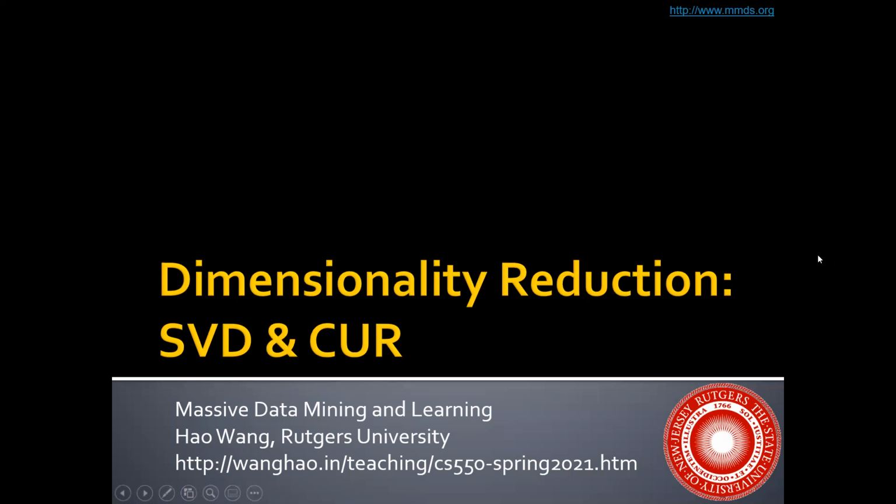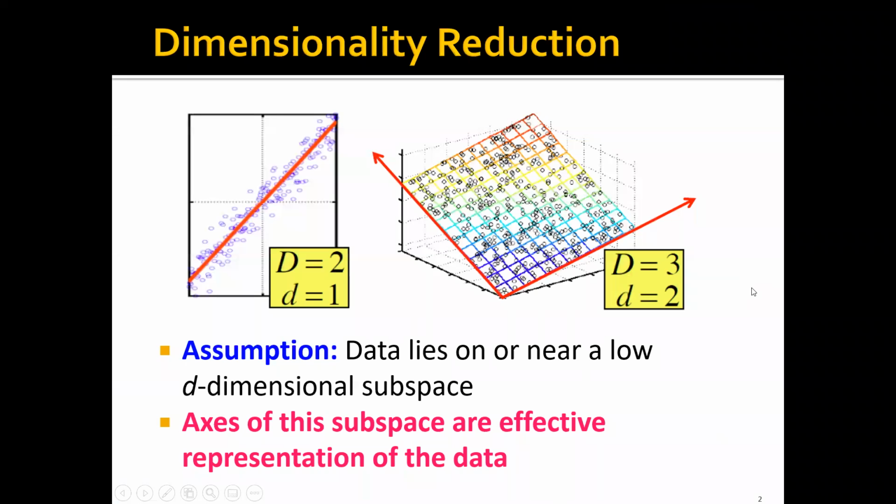In this lecture, we'll talk about dimensionality reduction. In particular, we'll talk about two famous algorithms, SVD, which is a deterministic algorithm, and CUR, which is a probabilistic algorithm. So what is dimensionality reduction?